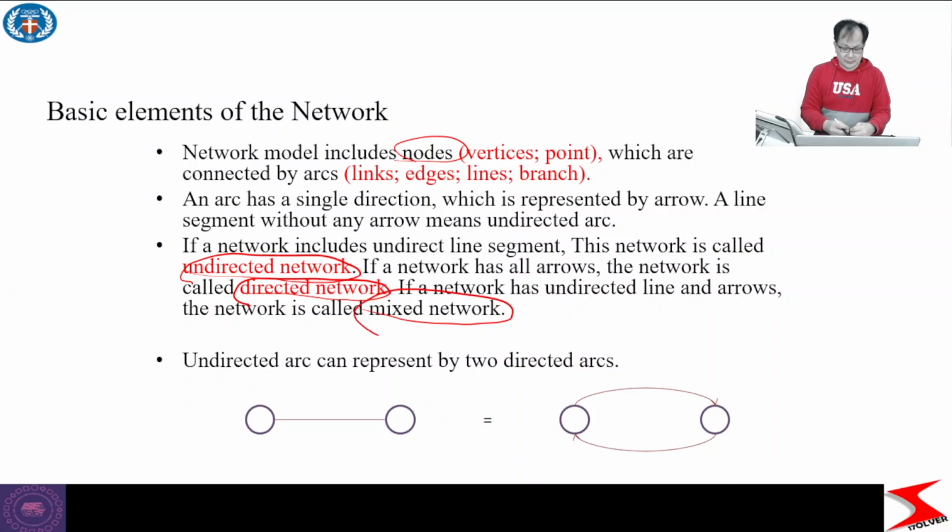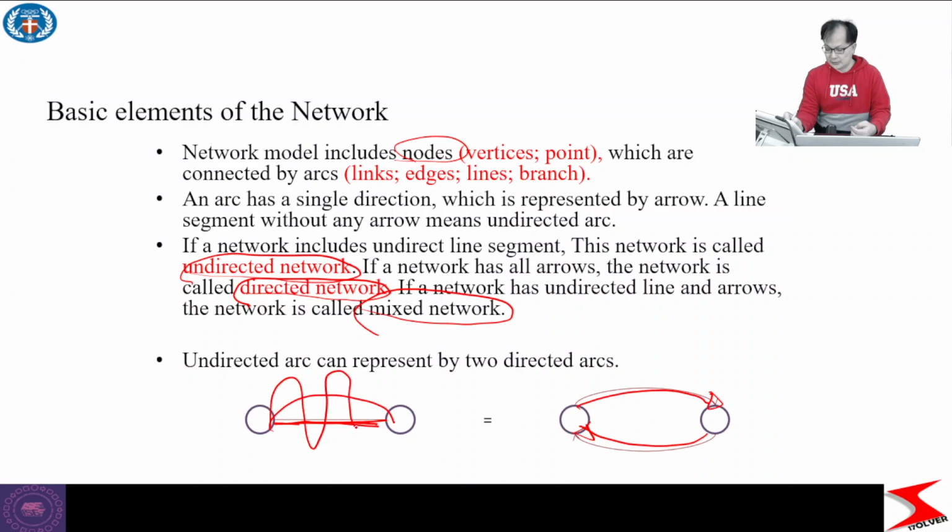An undirected arc can be represented by two directed arcs like this. Okay, this one without any arrow, then we use this arrow and this arrow, so bidirection, to represent the undirected line. And for the arc, it doesn't matter if we use a straight line, curved line, or something without any particular shape. Basically, it's the same. So normally in the network, we will use a straight line or curve to represent an arc.